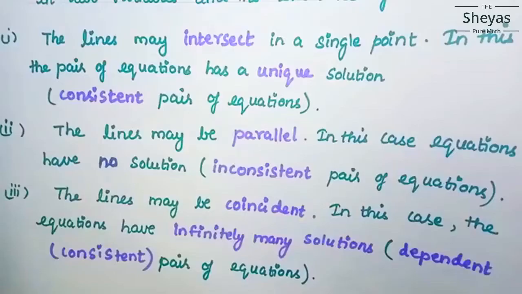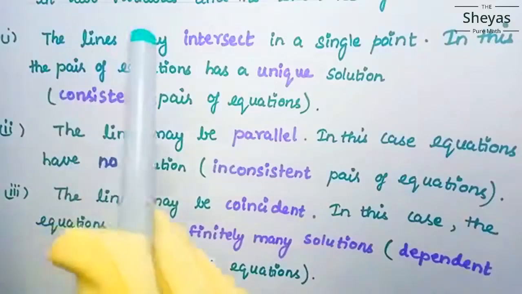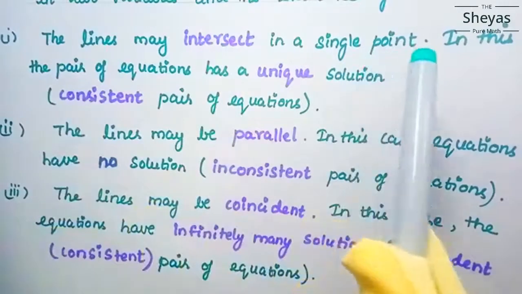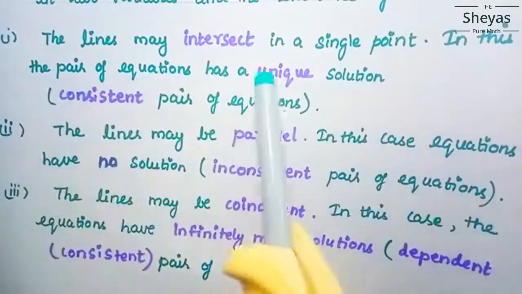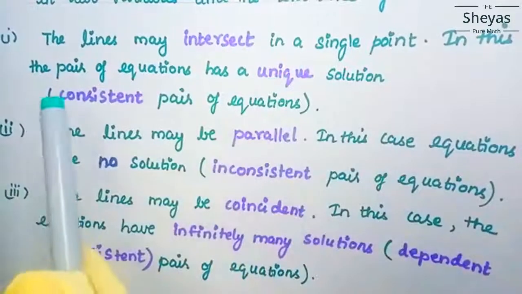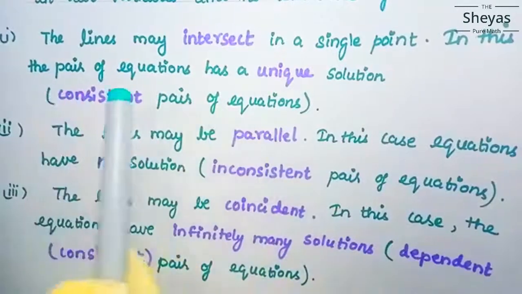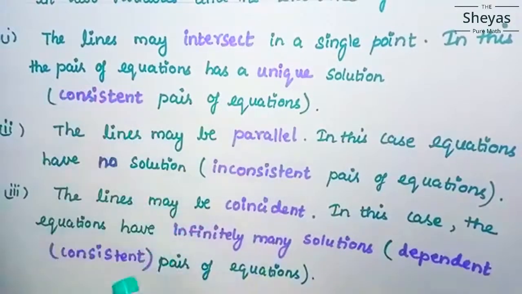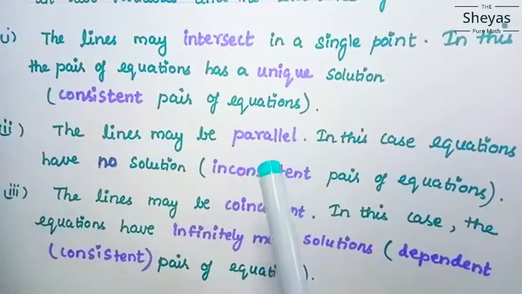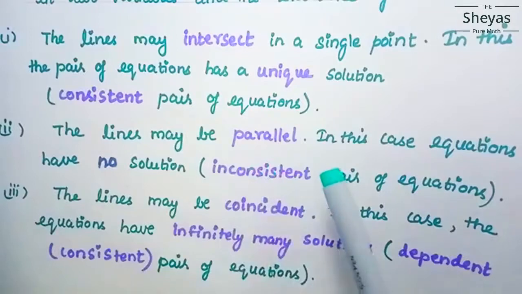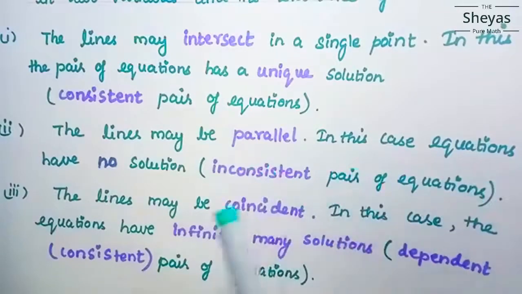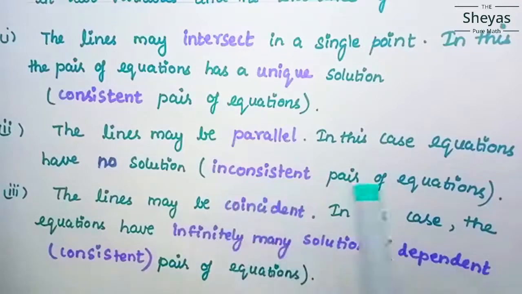Once again I repeat, the lines may intersect in a single point. In this case, the pair of equations has a unique solution. So we can say that the pair of equations is consistent. Now the second point, the lines may be parallel. So if the lines are parallel, what happens? In this case, the equations have no solution. We can call that an inconsistent pair of equations.